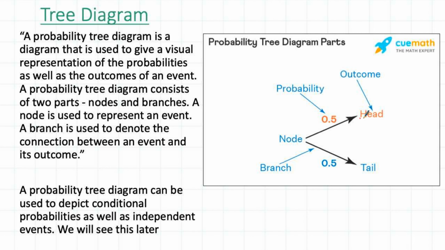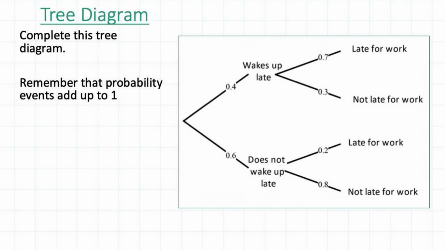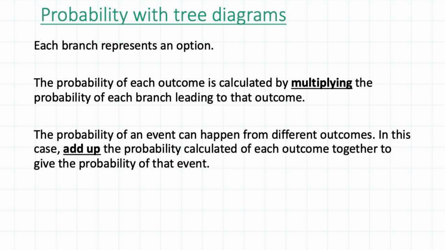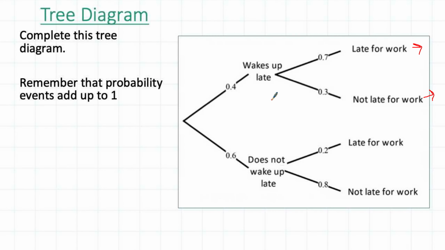So at the end of each branch, you get the outcome, the possible outcome. So for example, here, the end of here would represent waking up late and being late to work. And the end of this branch represents waking up late and not being late to work. So at the end of each branch represents an outcome. And you can list out the probability of each branch. And then we can do different calculations like conditional probabilities and independent events. We'll see that later. So how do I calculate the probability in tree diagrams? So each branch represents an option that could possibly happen.